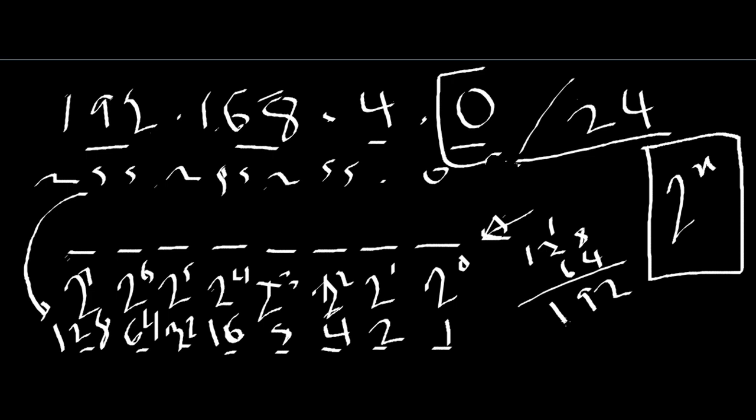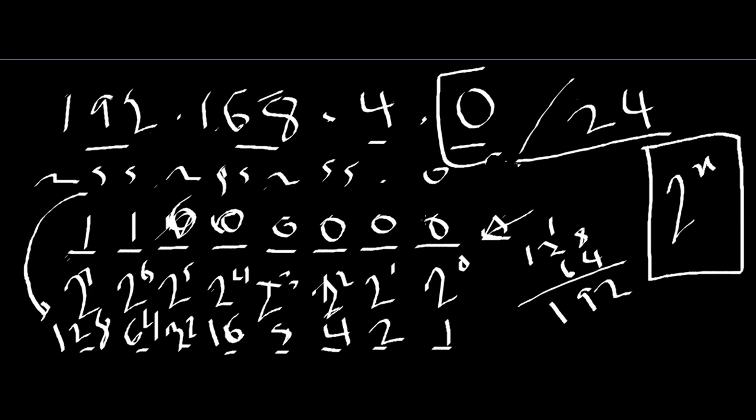What this means is 128, this is the spot, you turn it on. 64, you turn it on. These are the only two we need to get 192. The rest are 0, 0, 0, 0, 0, 0. So what does this mean? This just means 192 in binary is 11000000.